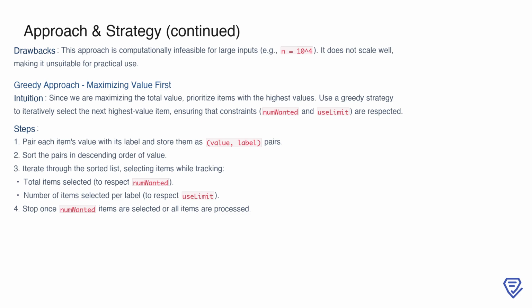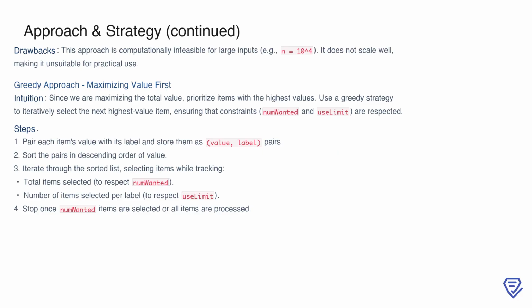The intuition behind the greedy approach is simple. Since we aim to maximize the sum of selected values, we prioritize items with higher values. To implement this, we first pair each item's value with its corresponding label, then sort these pairs in descending order of value. Once sorted, we iterate through the pairs, selecting items while ensuring that the constraints are respected.